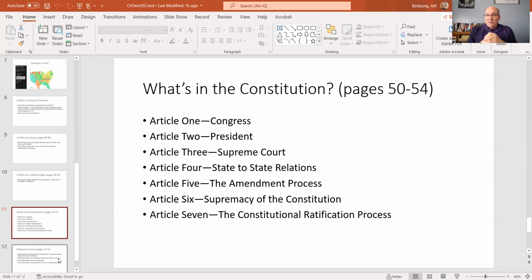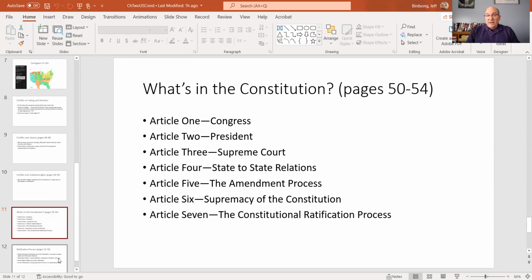Supreme Court, its powers in Article 3, we've talked about this before, we'll bring it up again, that the overall power of the Supreme Court, judicial review, is not specified in the Constitution. State-to-state relations, the idea of creating new states and also the relationship that states are to have with other states, the support and approval that other states are to have, allowing people from other states to be treated fairly within their own states.